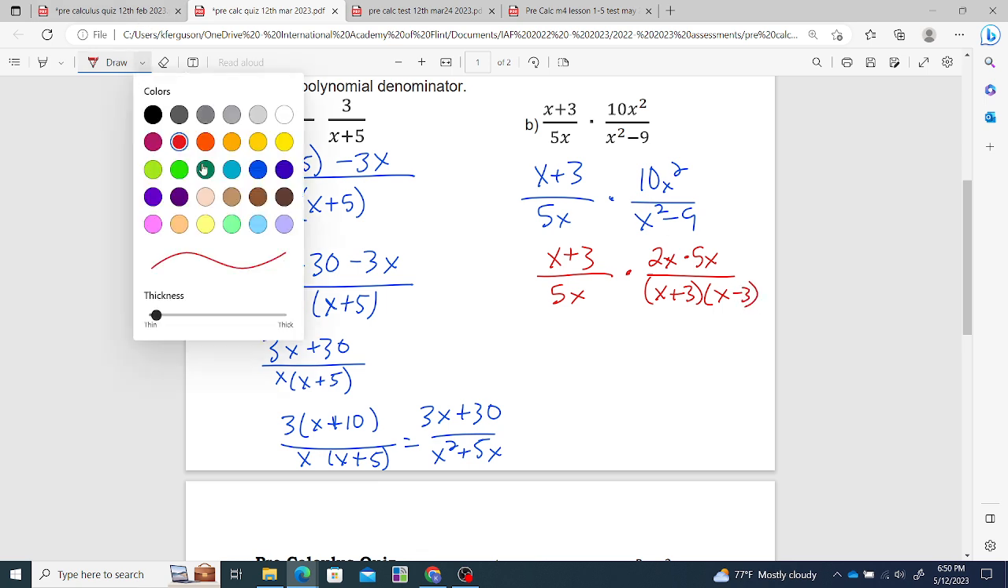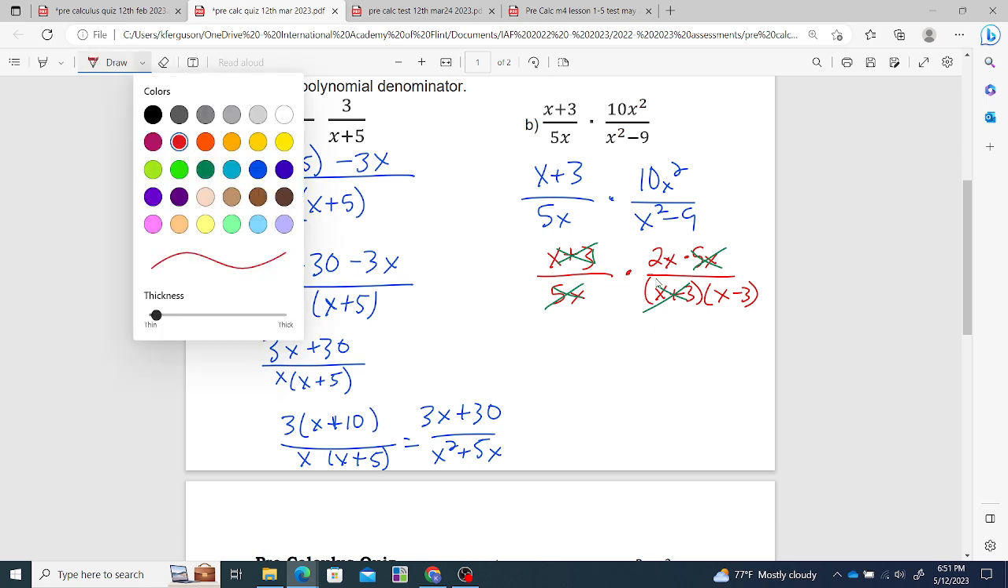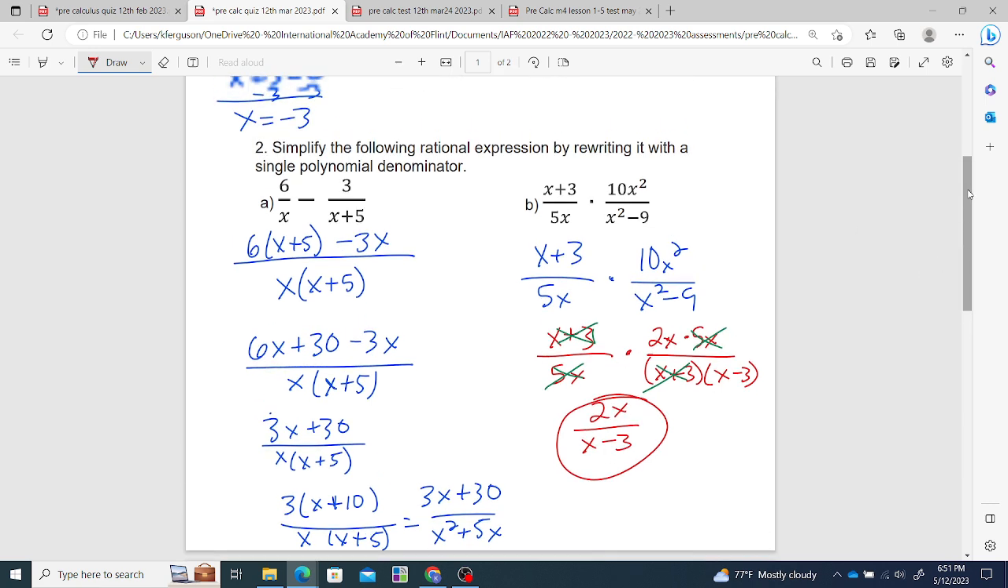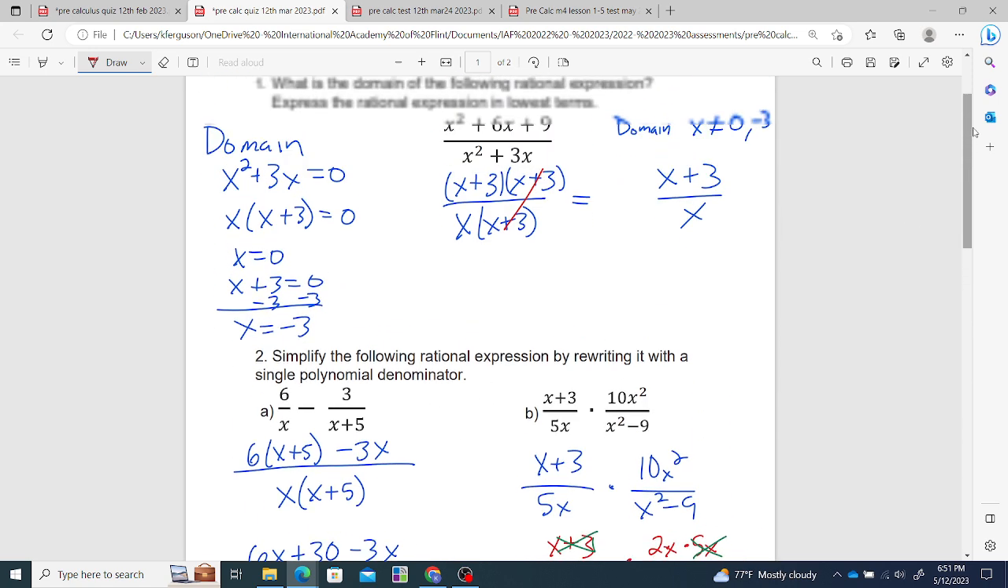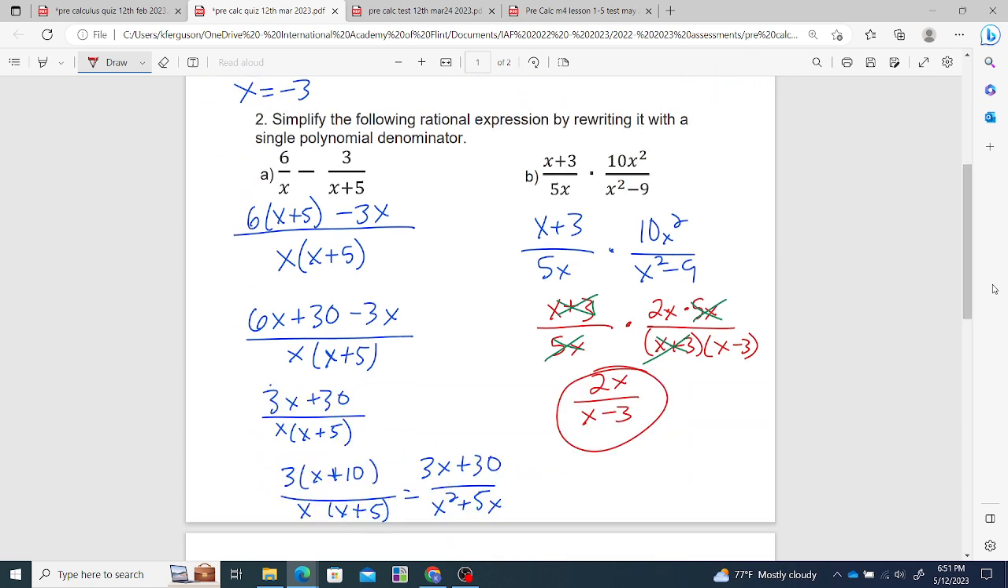So now that I got that, I can see that I can cross that off and that off. I can cross this off and this off. So now I see what's left. So on the top, I've got 2x. On the bottom, I got x minus 3. So that's it. Now, when you're dealing with a problem like this, you probably still want to check your domain, but the instructions didn't say it. So I'm not going to worry about it for that. But be wary of your instructions. If your instructions say find the domain, then you need to worry about it. If they don't, then don't worry about it.